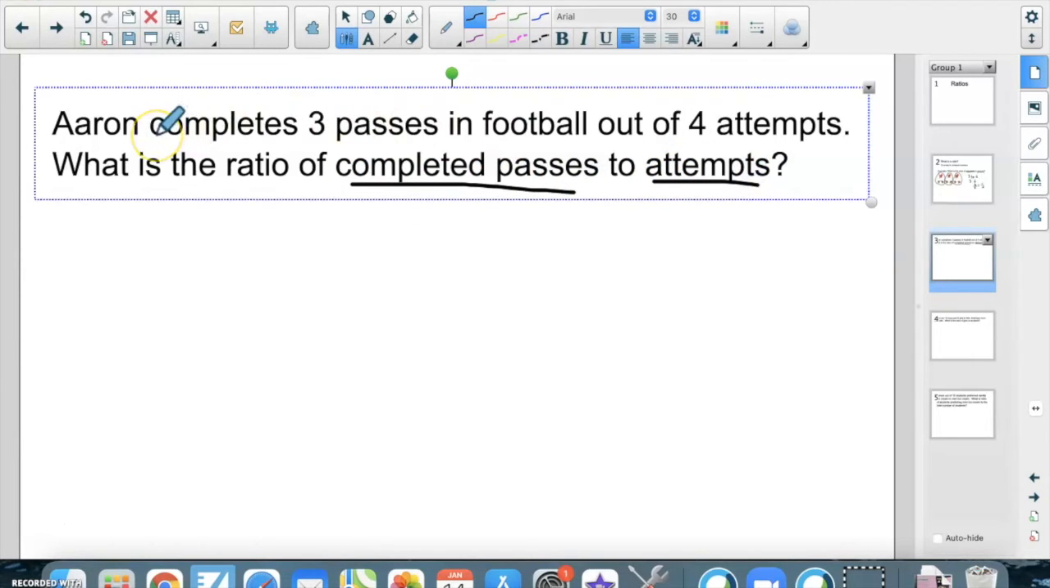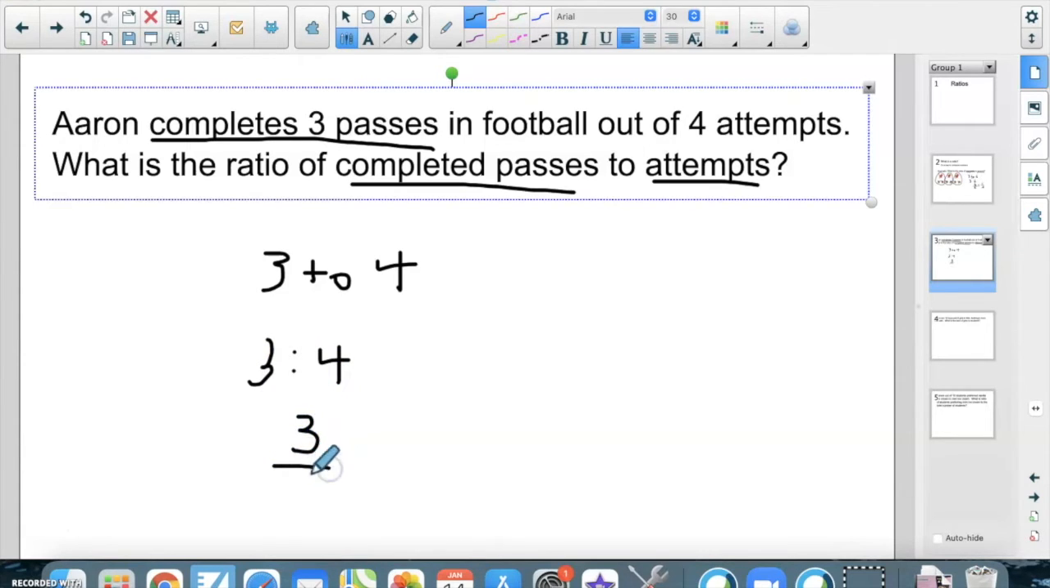So completed passes, a lot of times you have to go back and reread. And it's 3 completed passes, so it's 3. Yeah, it's hard to type with the mouse pad here. 3 to 4 attempts. Oh, that got crazy. Or you can write it with a colon, 3:4, or as a fraction, 3 over 4.